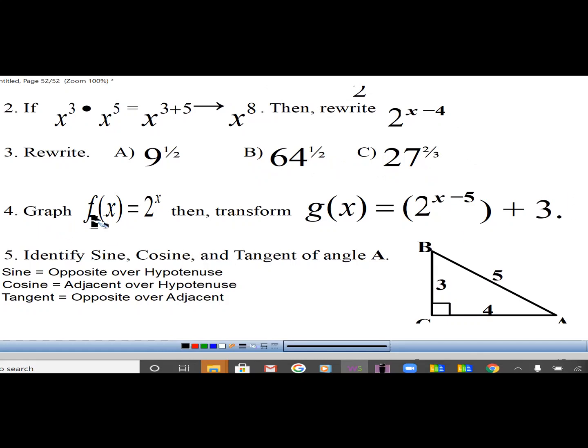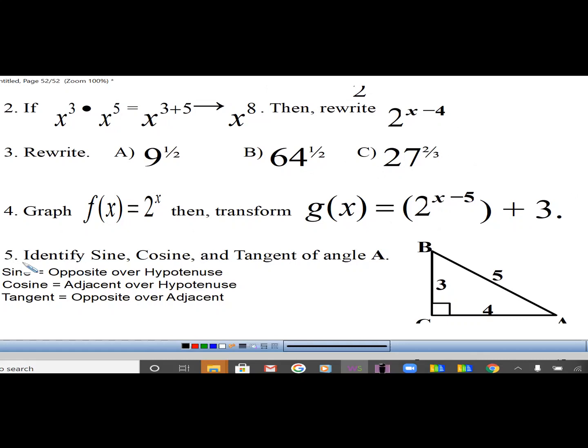Number four, it says graph the parent function f of x equals 2 to the x exponent, then transform using g of x equals parentheses 2 to the x minus 5 exponent, close parentheses, plus 3. And then a quick intro to trig.